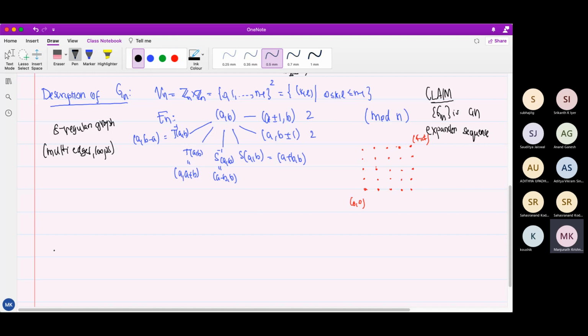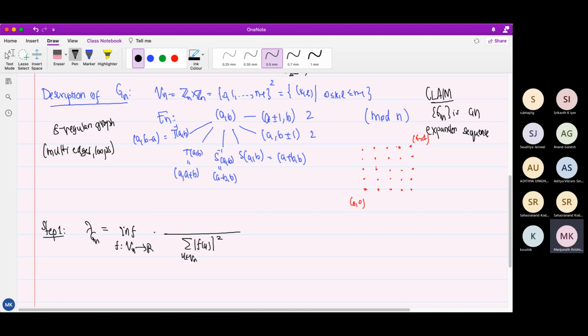Okay, so now how do we do this? Step 1. So lambda of G_n, we know, is the infimum over all functions from the vertex set to R of the Laplacian of f over norm f squared, right? This is the norm squared in L2.